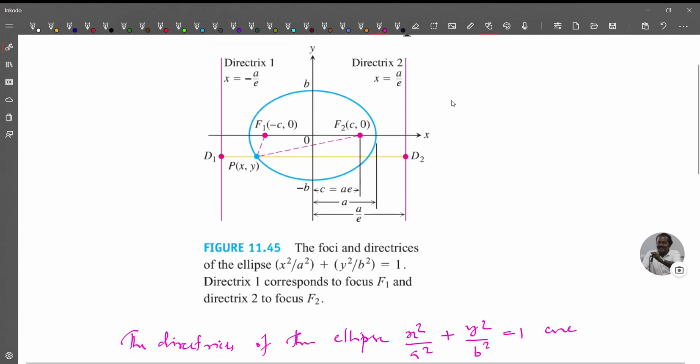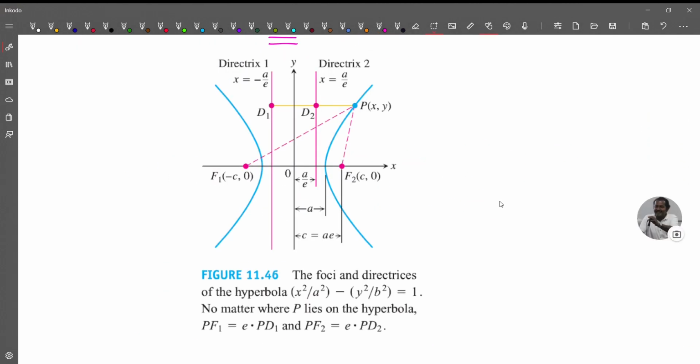Similarly, in the case of hyperbola, we have two directrices, x is equal to minus a by e and directrix 2, x is equal to a by e. If f1 is minus c, 0, the directrix 1 will be x is equal to minus a by e. So this is the directrix 1 and this is the directrix 2. If the focus f2 is c, 0, then the directrix d2 will be x is equal to a by e.